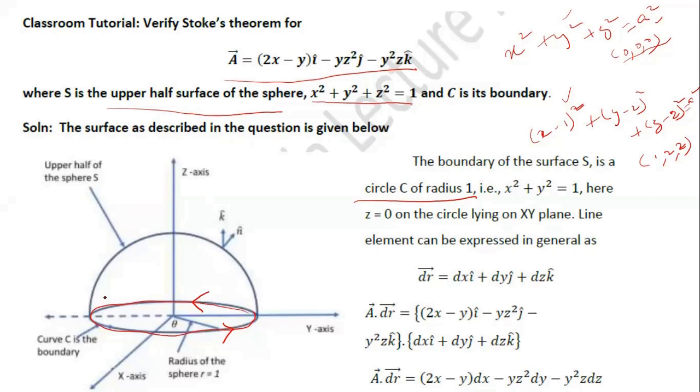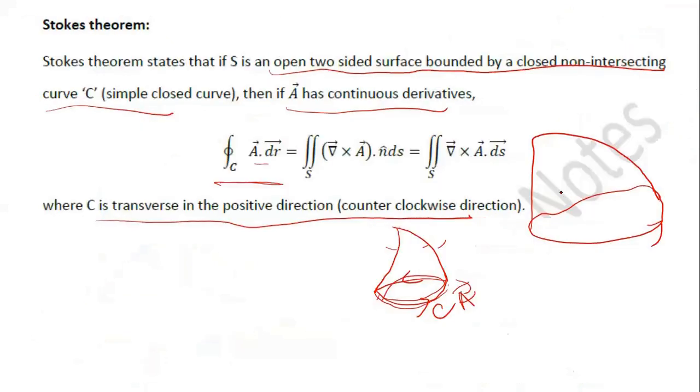So on the xy plane, you have a circle of radius 1, which means on the xy plane, the z value is 0. The equation of the circle on the xy plane will have to be x squared plus y squared equal to 1. This gives us the equation of a circle on the xy plane. Right. Now, we have to perform line integration of the vector around the closed curve.